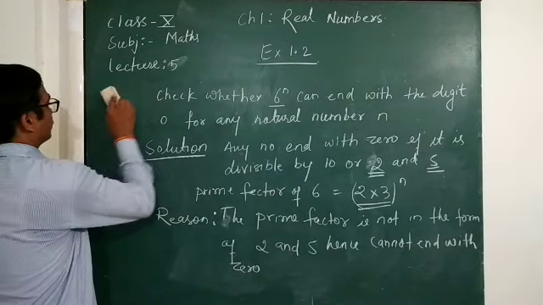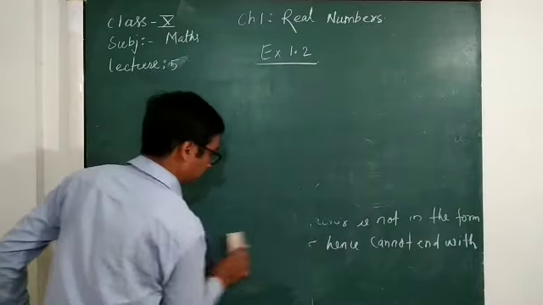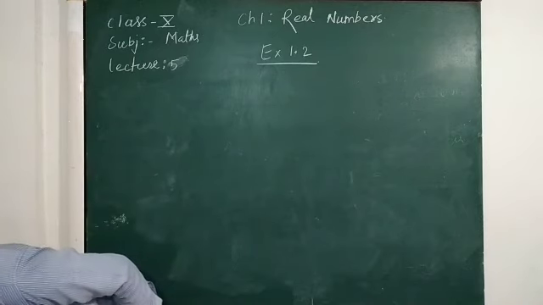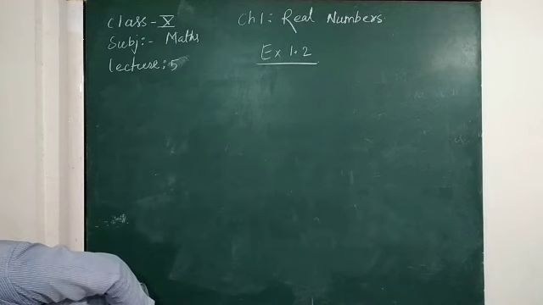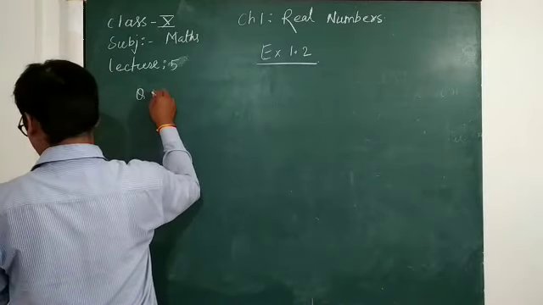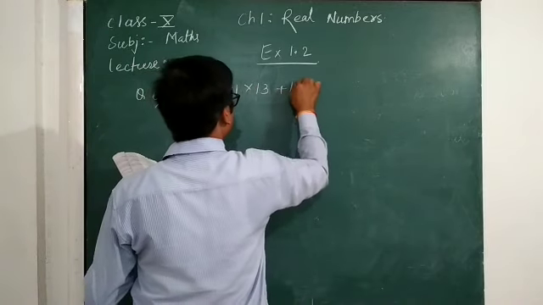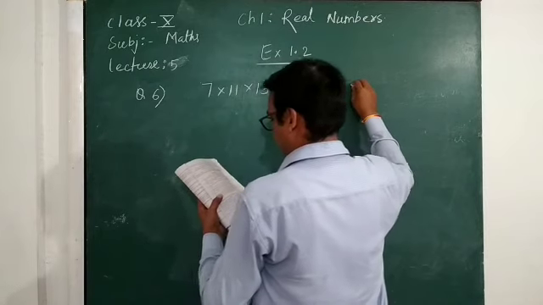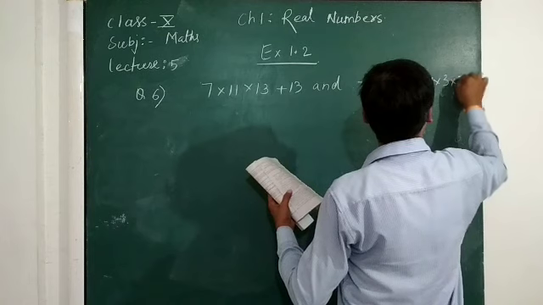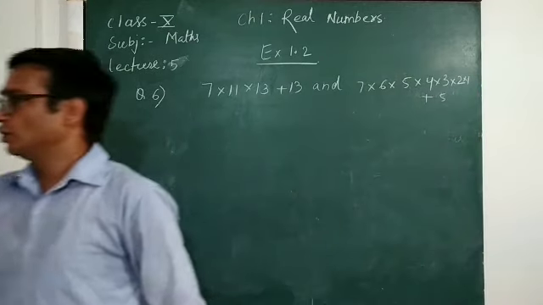Now come to question number 6. So question number 6 is: explain why 7 into 11 into 13 plus 13 and 7 into 6 into 5 into 4 into 3 into 2 into 1 plus 5 are composite numbers. I'm just writing the question.